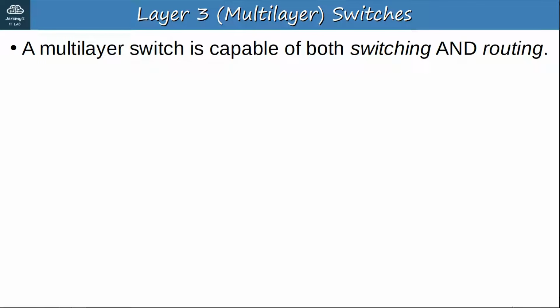First, let's review exactly what a multi-layer switch does. A multi-layer switch is capable of both switching and routing. It is layer 3 aware. A regular layer 2 switch is not layer 3 aware. It doesn't think at all about IP addresses or anything above layer 2. It only cares about layer 2 information like MAC addresses.